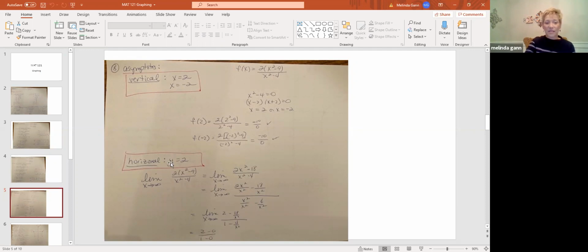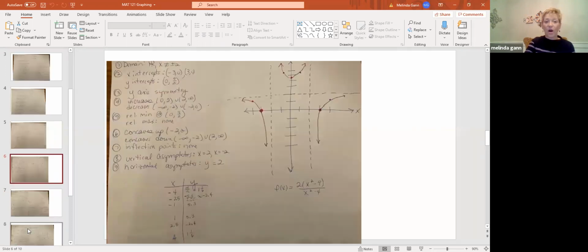So my horizontal asymptote is going to be y equals 2. Okay? So let's put all that together and then draw it. I just rewrote it. My domain was all real numbers but 2 and negative 2. My x-intercepts were negative 3, 0, and 3, 0, and my y-intercept was 0, 4.5. So I went ahead and put those on my graph.